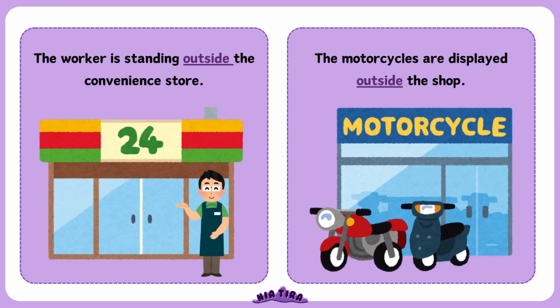The worker is standing outside the convenience store. In this sentence, the preposition outside indicates the location where the worker is standing. It specifies that the worker is not inside the convenience store but rather in the area or vicinity surrounding it. The motorcycles are displayed outside the shop. In this sentence, the preposition outside indicates the location where the motorcycles are displayed. It specifies that the motorcycles are not inside the shop but rather in the area surrounding the shop.